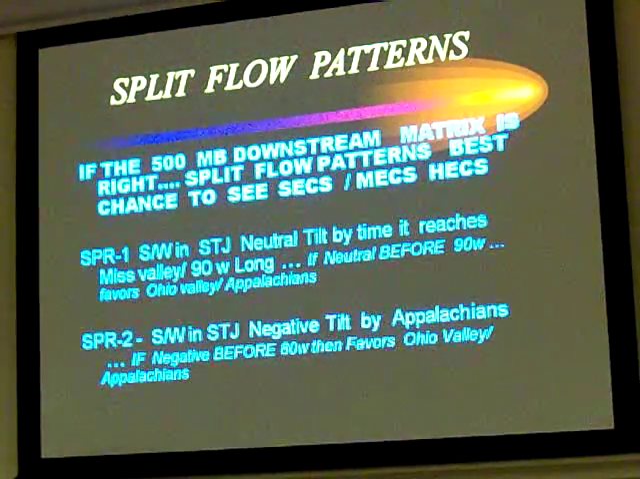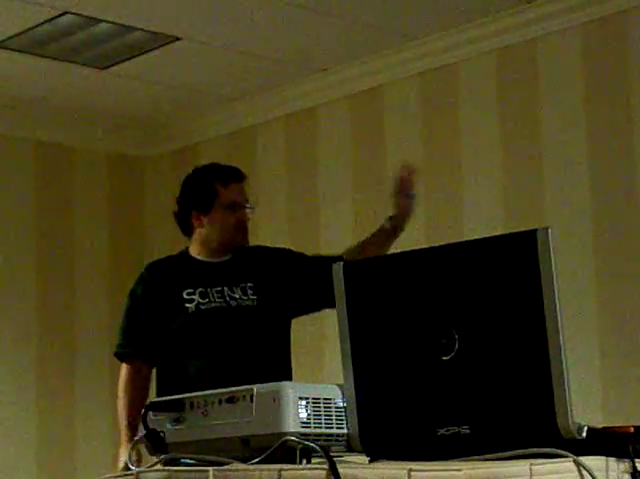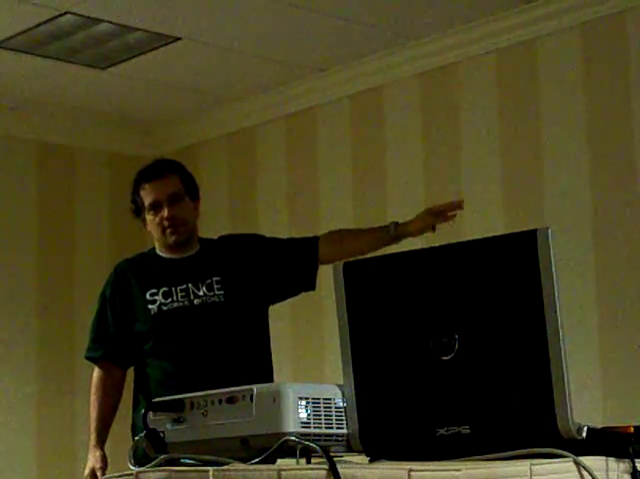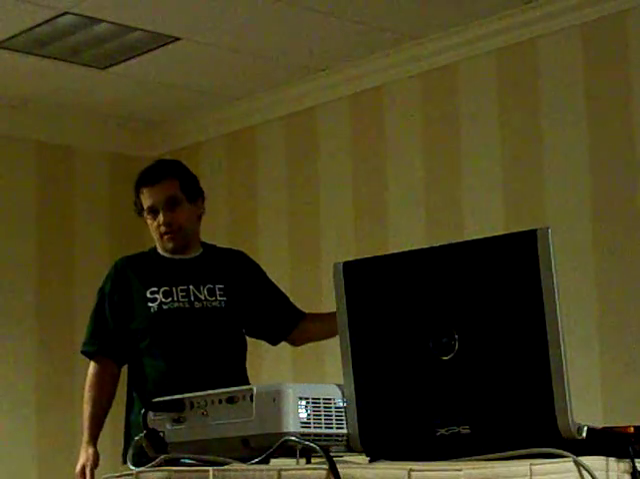And then the second rule: the short wave in the subtropical jet becomes negative by the time it reaches the Appalachians. Again, just because it's neutral by the time it reaches the Delta doesn't mean it's going to be negative by the time it reaches the Appalachians. So it just puts you in the ballgame.